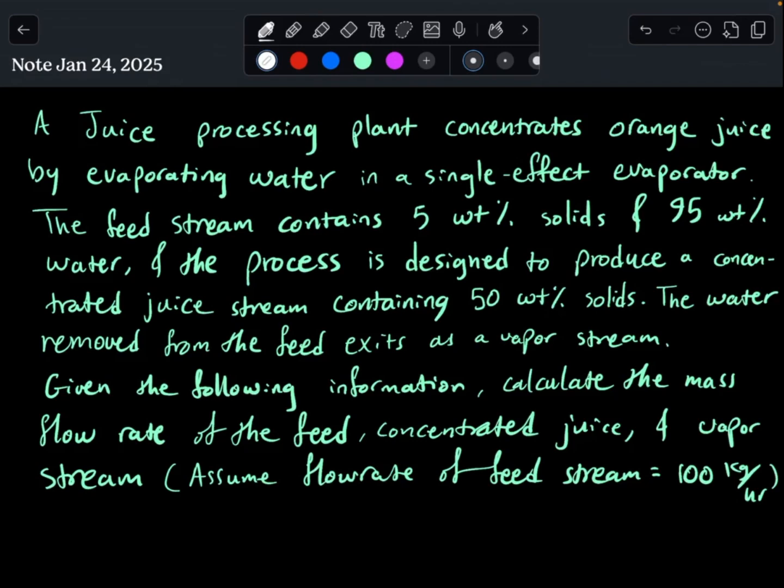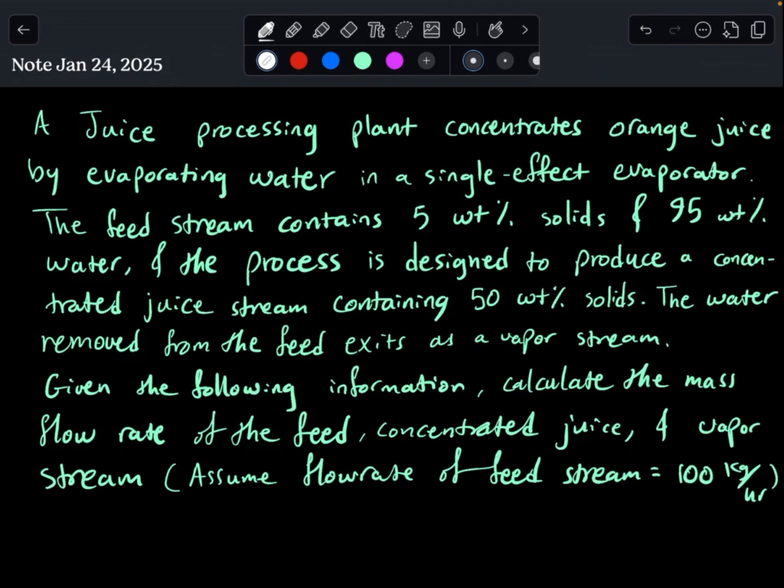In today's video, we'll be going over an example for a process flow diagram question. This is a mass balance question that you might see in your chemical process calculations class. Let's go ahead and get started.